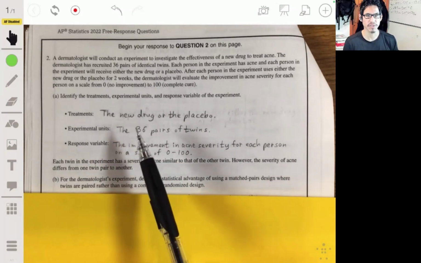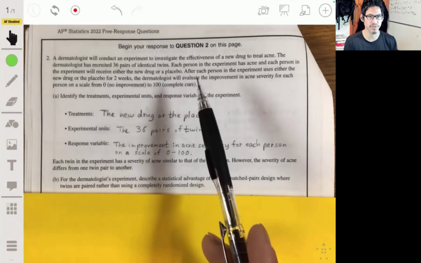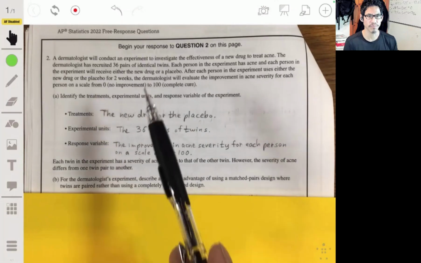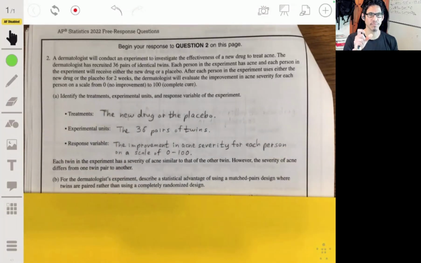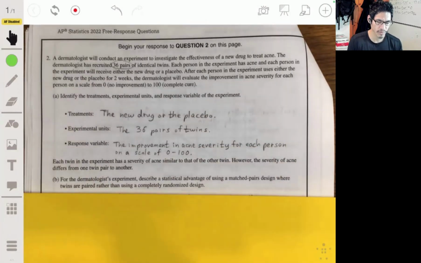The experimental units are going to be the 36 pairs of identical twins. So don't put the 72 individuals because they're looking at those 36 pairs and they're comparing them. We're going to talk about this in part B, but just make sure the units are the 36 pairs, because this is like when they look for subjects. It's not like they're looking for one person at a time. They're looking for a pair of people that are twins.